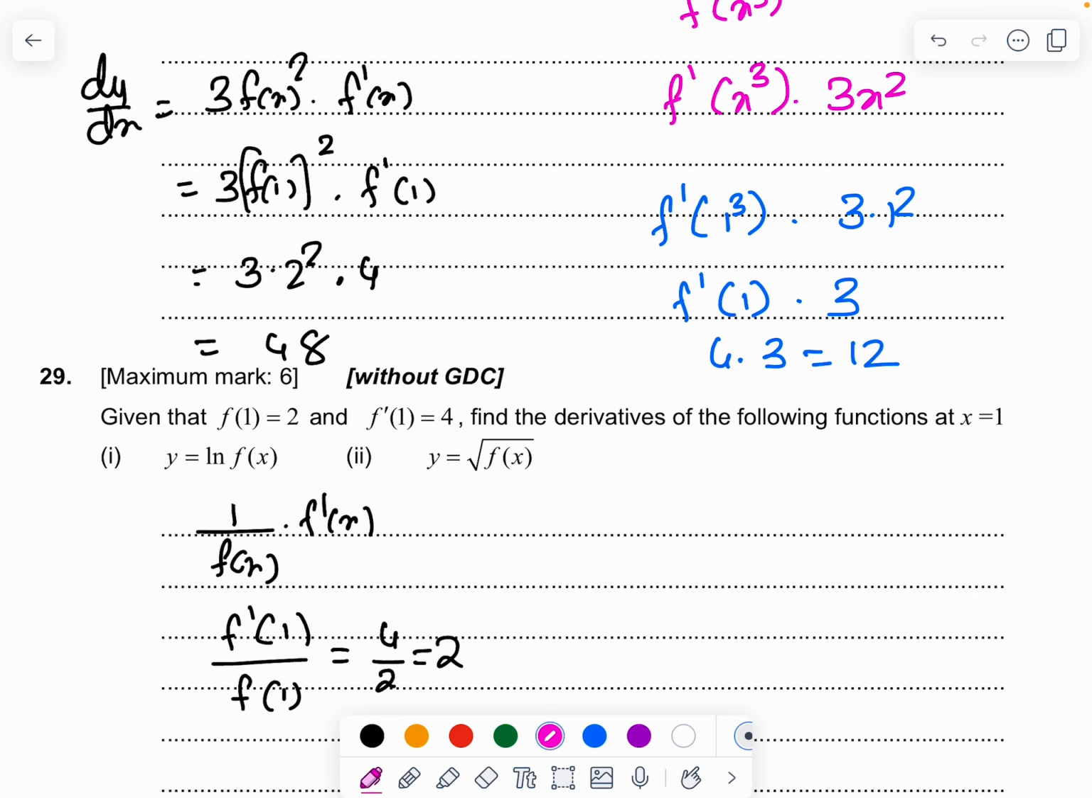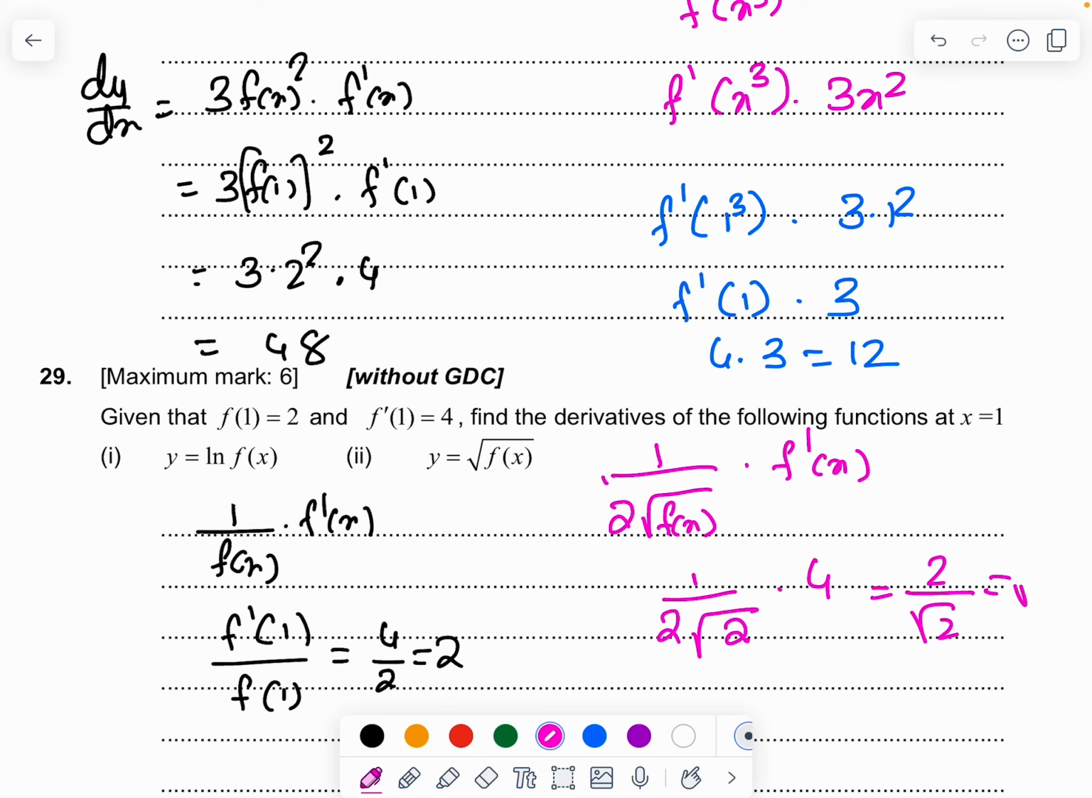Now again, square root of f of x. Its derivative is 1 upon 2 square root of f of x. Then f of x derivative is f prime of x. So 1 upon 2 square root of 2 times 4, which is going to be nothing but 2 upon root 2, which is square root 2. That's going to be the answer.